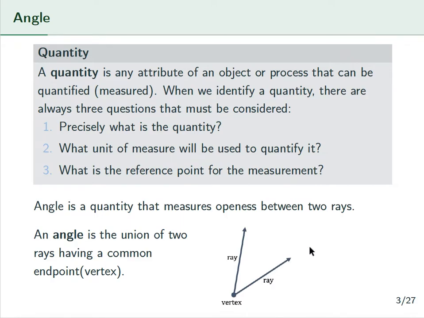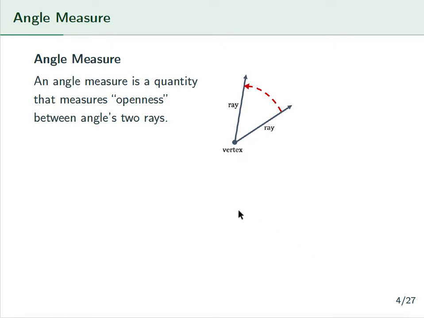Now our goal is to measure this. So angle measure. Like I said, an angle measure is a quantity that measures openness between two rays. So we measure openness between these two rays right here, or these two segments. So angle is a quantity, and it can be a fixed quantity or a varying quantity. But it is important for us to comprehend it as a varying quantity so we can relate it to a function.